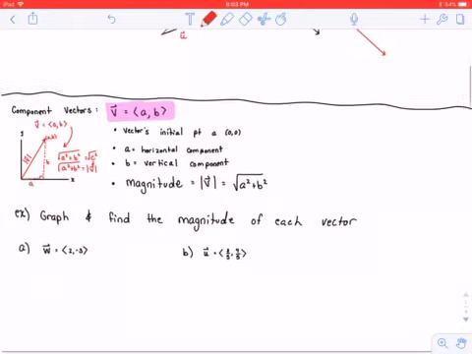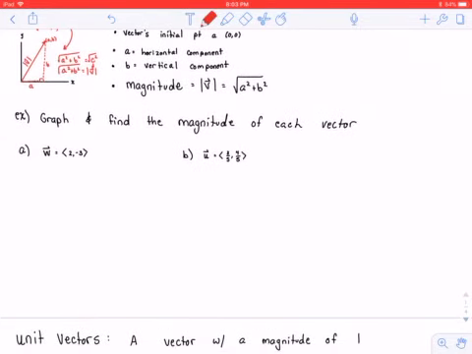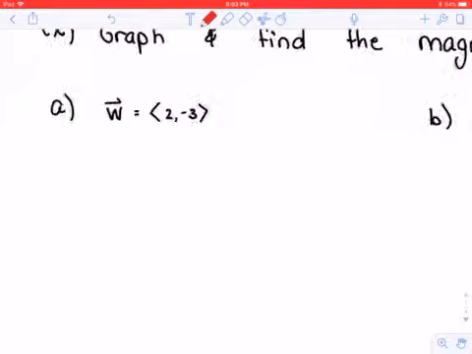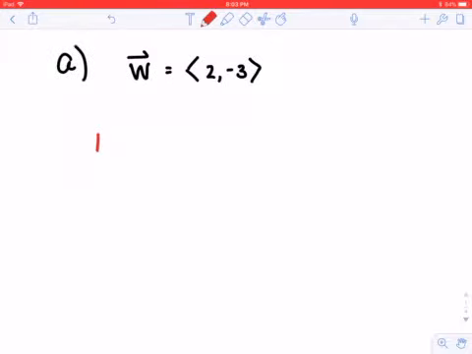Okay, so once we have all that, now let's do some basic manipulations with this. We need to be able to do the math. Again, this is a math class. It's nice to understand all these concepts, but we have to be able to do some math here. So here I'm going to graph, and then we're going to find the magnitude of these vectors. So let's do the first one here, and this one is 2, -3.